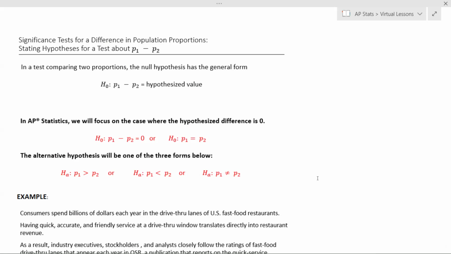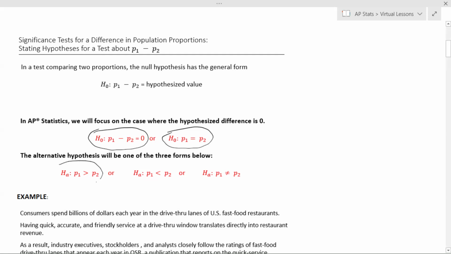So when we're talking about stating hypotheses for a difference in population proportions, the null hypothesis has the general form H naught: P1 minus P2 equals whatever the hypothesized value is. Now, in AP Stats, we're going to focus on the case where the hypothesized difference is equal to zero. And there are actually two different ways that you may see it written. This one is where the difference equals zero, and this one is where one proportion is set equal to the other. And the alternative hypothesis is going to be one of three forms.